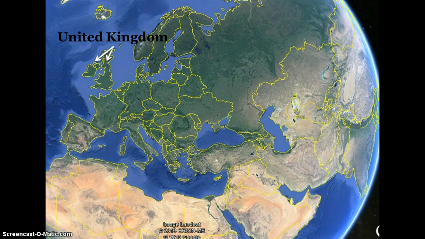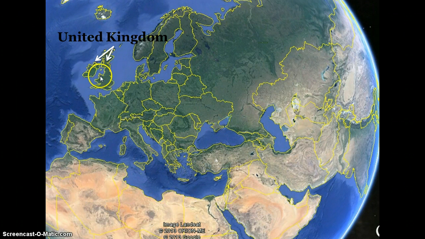The first country that we'll look at is the United Kingdom. The United Kingdom sometimes is referred to as England, but England really is only a part of the United Kingdom. England is one of the autonomous regions in the United Kingdom, joined by Wales, Scotland, and Northern Ireland. Now, be very careful in your labeling.